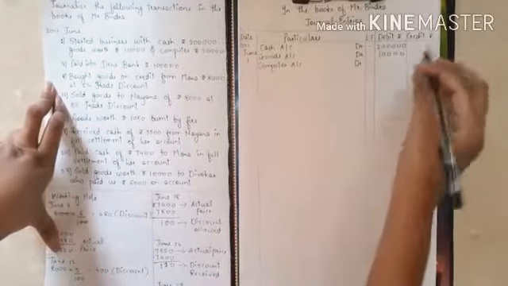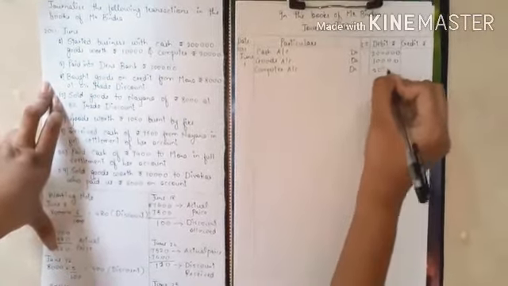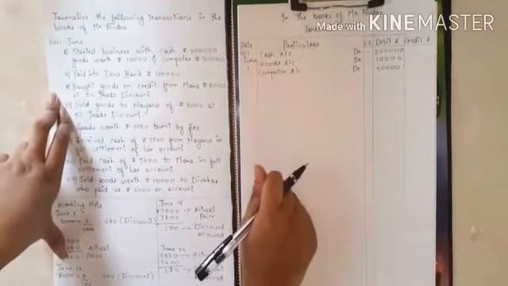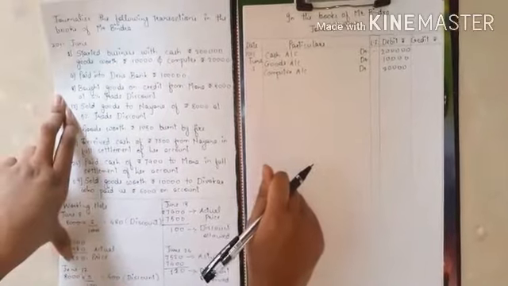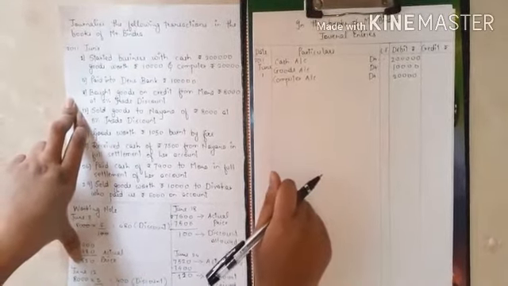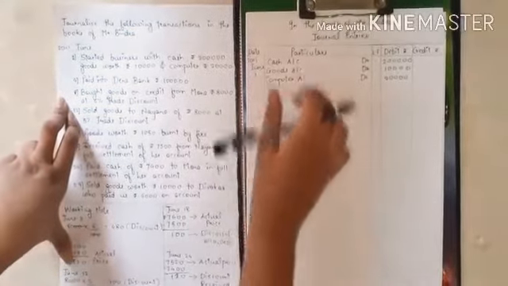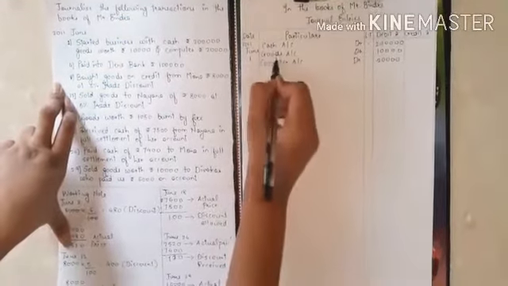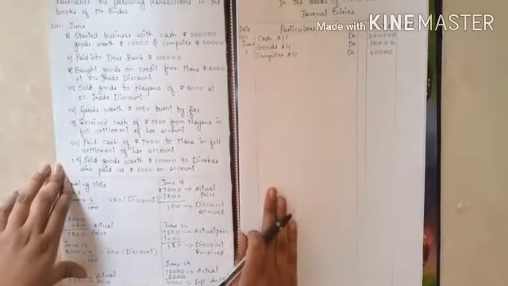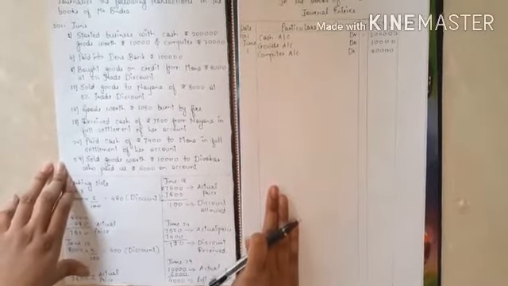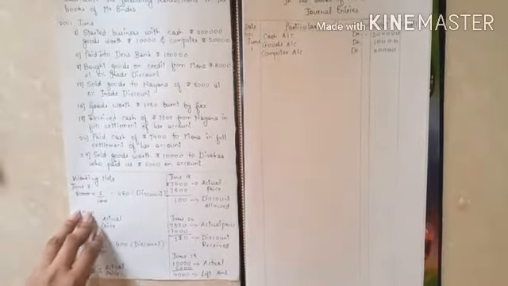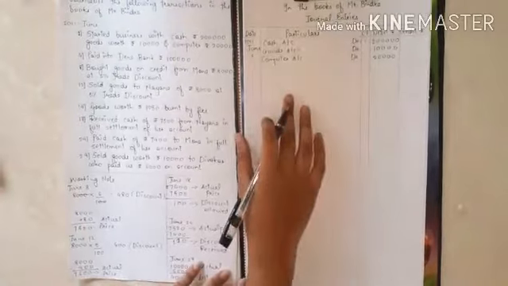Worth rupees 20,000. Okay. And what is going to get the credit effect? Of course the capital account is going to get the credit effect because we have started the business with all this, that is cash, goods, computer. So we have invested all these things in the form of capital. So capital is the credit effect or the giver.